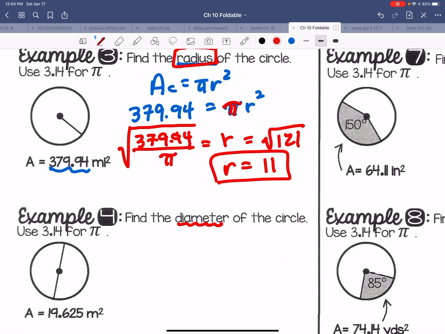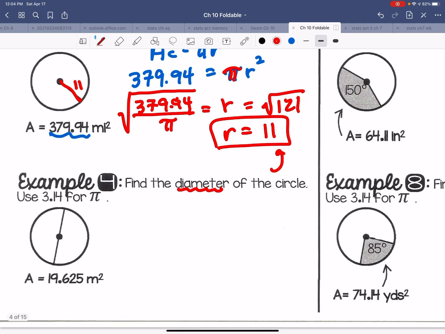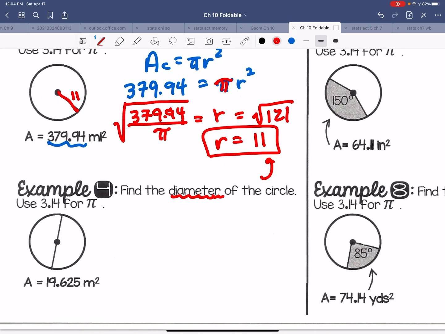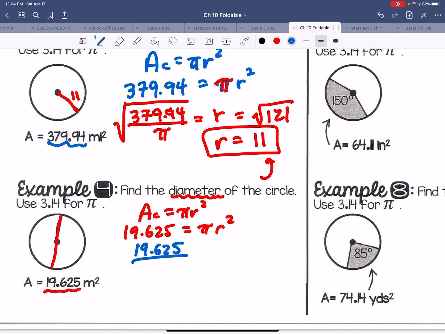Now find the diameter. So if they asked that in the last one, okay, if this is 11, all the way across is 22. So make sure that you kind of are tracking. If they change the answer or the question instructions, you've got to change the way you solve. Here, we're solving for the diameter, and we're given the area. So the area is 19.625. So we can move pi down. And I don't want radius squared, so I'll take the square root.